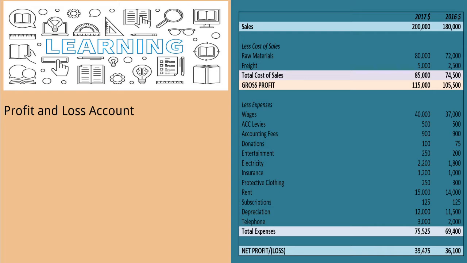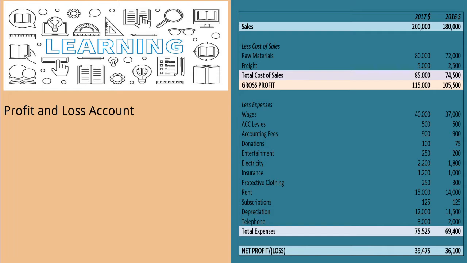And then in order to get the net profit, we add up all the expenses in the business, like wages, account levies, donations, entertainment, electricity, insurance, clothing, rent, depreciation, telephone charges, and all the expenses of the business. You total that up, and you take that away from your gross profit, which gives you your net profit. And obviously your net profit is very, very important, because your net profit is what your shareholders are looking for eventually to get a dividend.